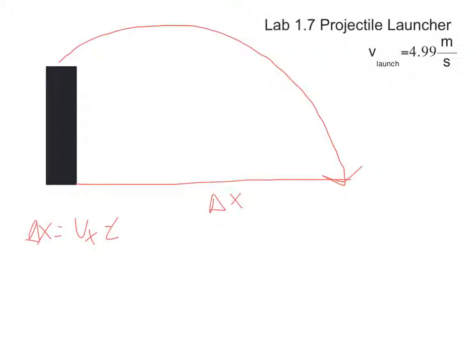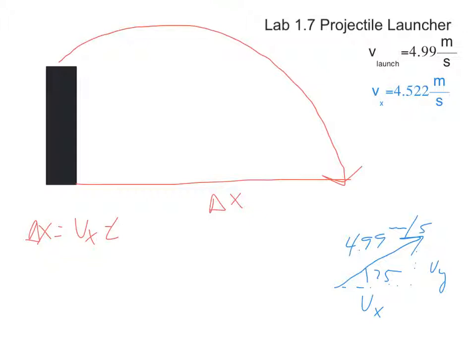So my first step is to break my velocity into components, and I'm going to do that over here on the side. So my velocity is 4.99 meters per second, and for this example, my angle is going to be 25 degrees. So I would put that 25 degrees right there. If I'm looking for Vx and Vy, I'm going to use cosine for Vx, and sine for Vy. And so if I plug into my calculator 4.99 times the cosine of 25, I get 4.522 meters per second, and that's going to be my velocity in the x direction.